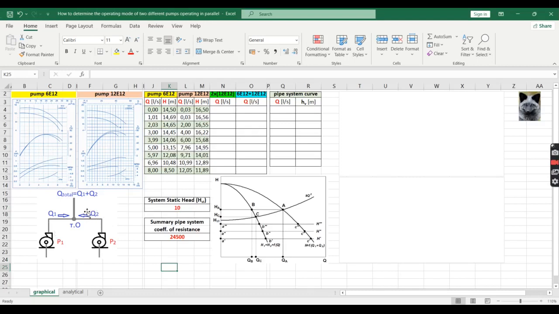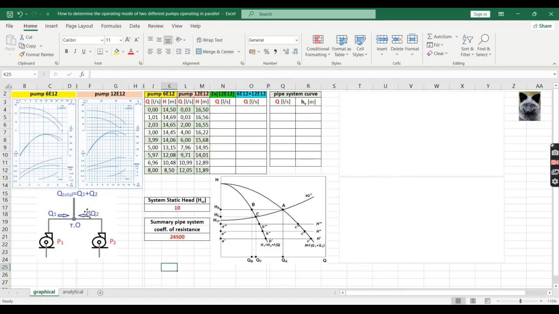The main purpose is to demonstrate in practice the graph-analytical determination of the operating parameters of the pump system as well as the individual pumps. However, preliminary preparation is needed to facilitate and better illustrate the proposed methodology. This includes downloading the pump operating curves catalog data, which in this case are Bulgarian pumps of the type 6E12 and 12E12 produced by V-Pump company.